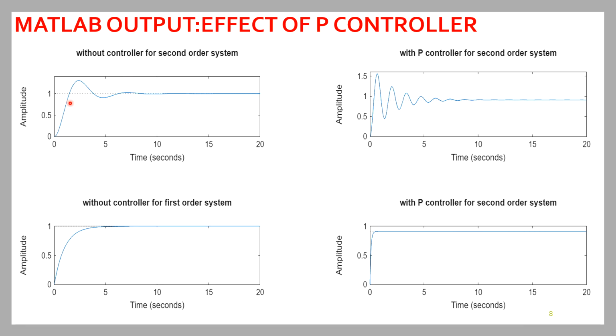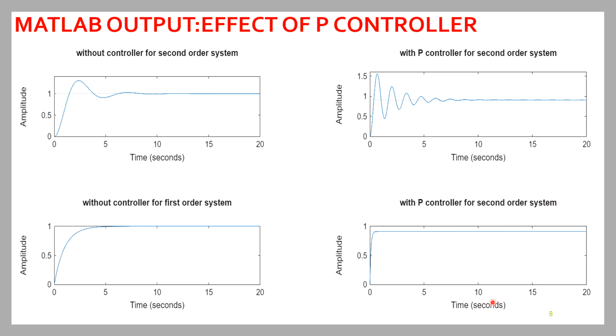I have used the command 2 rows, 2 columns, so I got 2 rows and 2 columns here. Without controller, we can see from the figure window that my rise time is large here. But here with P controller for the second order system, my rise time got reduced, but it has introduced overshoot. Similarly, without controller for the first order system also the rise time is large, and here the rise time is less. And you can also observe that it introduces a minute steady state error in both cases.